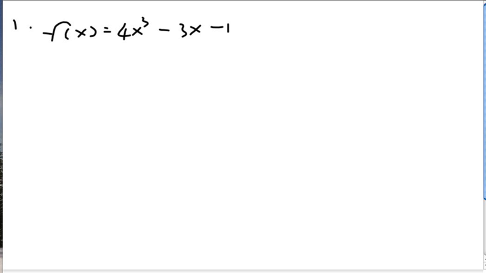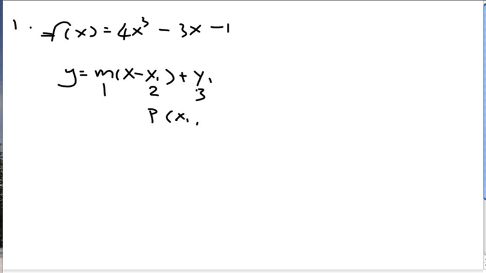The question is asking for an equation of the line tangent to y equals f(x) at x equals 2. If we want to find the equation of a line, we need to find m, x1, and y1. And x1, y1 is actually just a point. Let's name it P.